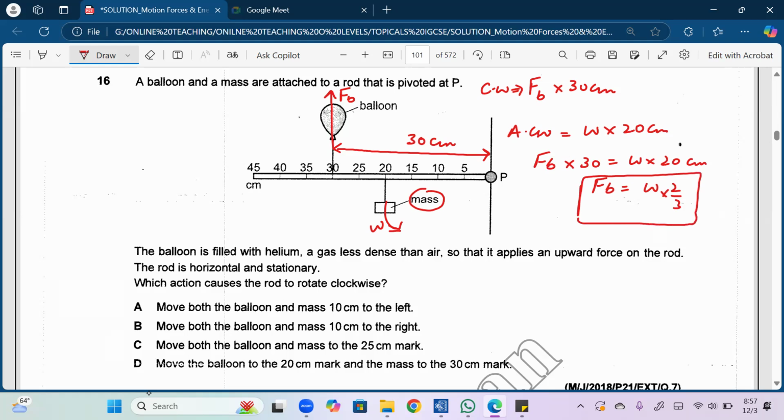Okay, move both the balloon and mass 10 centimeters to the left. If I'm going to shift both 10 centimeters to the left, what would it be? For example, in option A, FB times 40, because we have shifted it, is equal to W times 30. What was FB? FB was 2W upon 3 times 40 is equal to W times 30. If we see, the left hand side is going to produce 0.66 times 40 W.